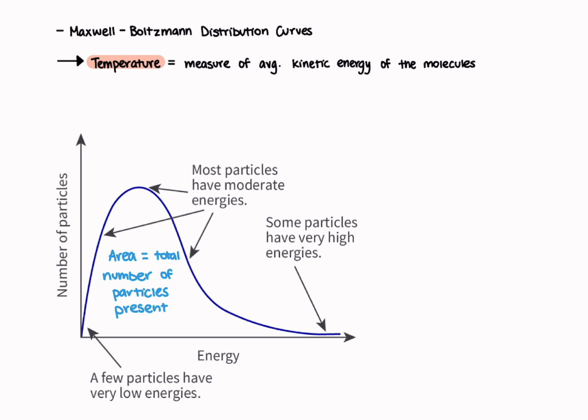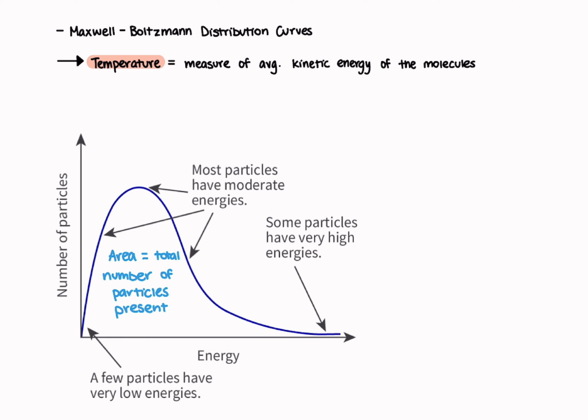As a quick reminder, temperature is the measure of the average kinetic energy of the molecules. And in a sample of particles at a given temperature, not all of the particles will possess the same amount of energy. Some fraction of the molecules will possess a very high energy, and another will have a very low energy. But most of the particles will have energy that is in between these two extremes. So this is shown through the Maxwell Boltzmann distribution curve.